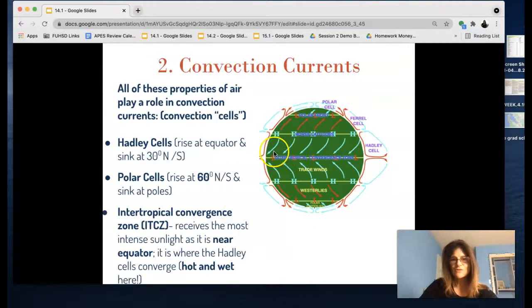poles. And then right here near the equator is the Intertropical Convergence Zone, or ITCZ for short. It's the place on our planet that receives the most direct, intense sunlight because it's near the equator, and it's where the Hadley cells converge. And it explains why we have hot, wet climate all year round near the equator.